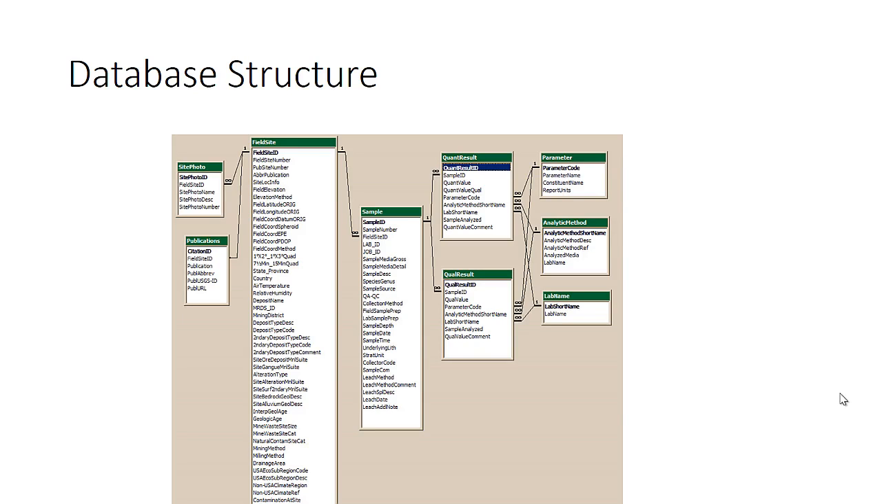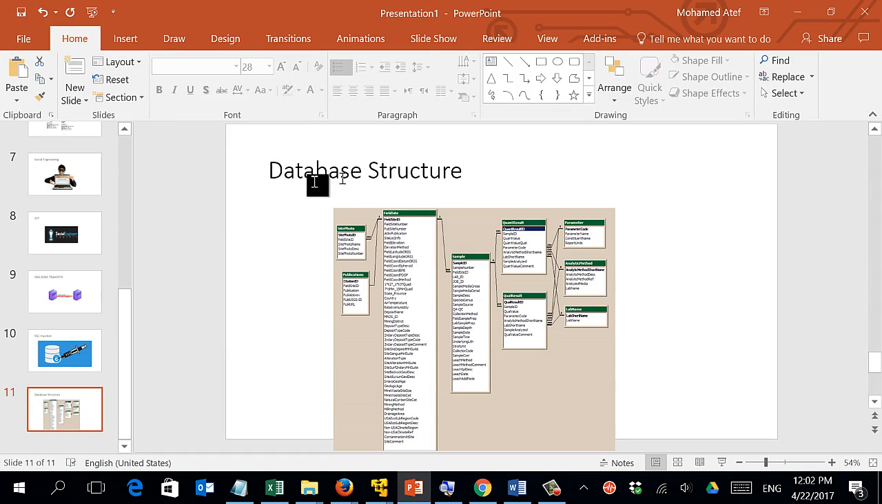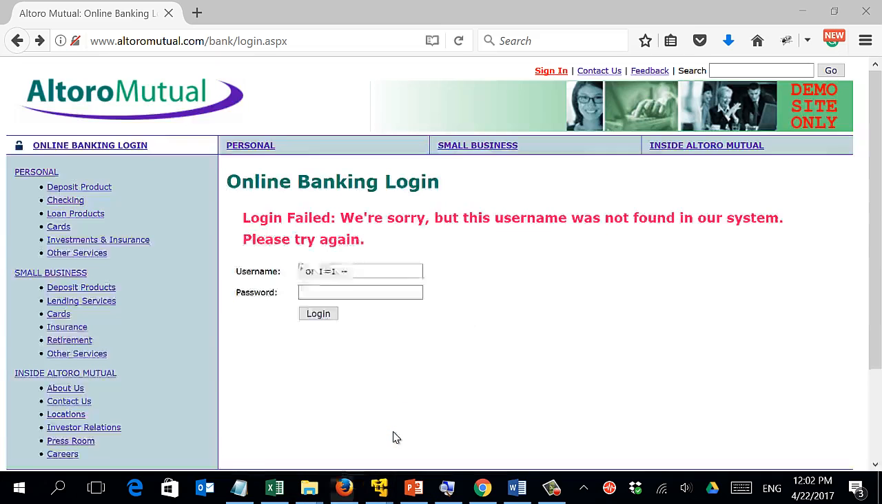Now let's set up our lab. To be able to set up the lab, we need to install a virtual machine. The virtual machine name is OWASP Broken Web App. This has many websites. Some of them are infected with SQL injection and some of them are not.